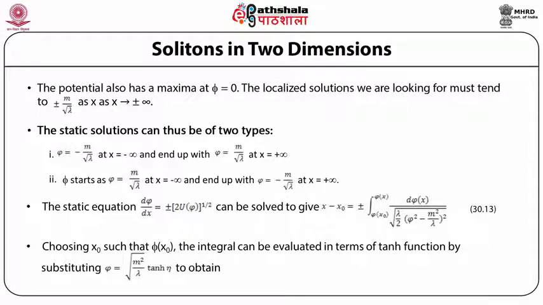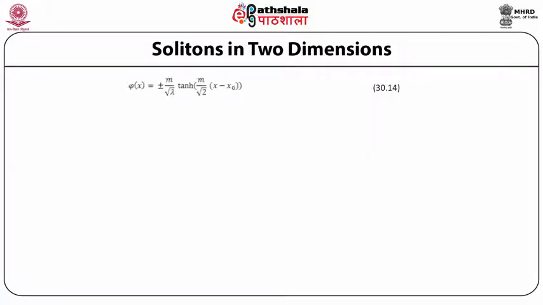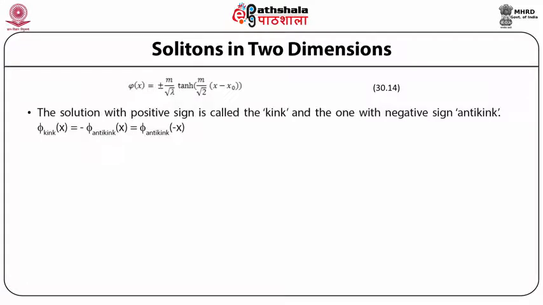in terms of the tanh function by substituting φ = √(m²/λ) tanh η, to obtain φ(x) = ±(m/√λ) tanh(m/√2 · (x − x₀)). The solution with positive sign is called the kink and the one with negative sign the anti-kink. So φ_kink(x) = −φ_anti-kink(x), which is equal to φ_anti-kink(−x).